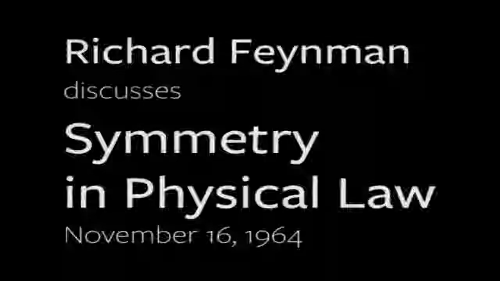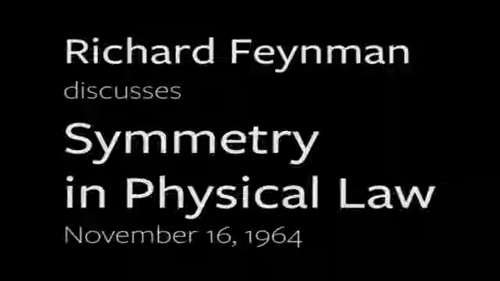The Character of Physical Law, a series of 7 lectures delivered by the Nobel laureate Professor Richard P. Feynman, which finally were converted into a printed book. In this 4th lecture, Professor Feynman discusses symmetry in physical law. The lecture was delivered on November 16, 1964.